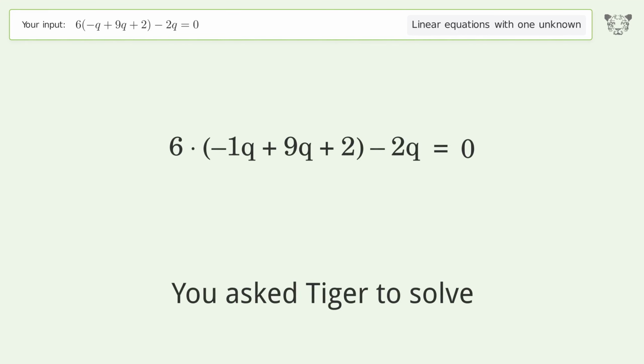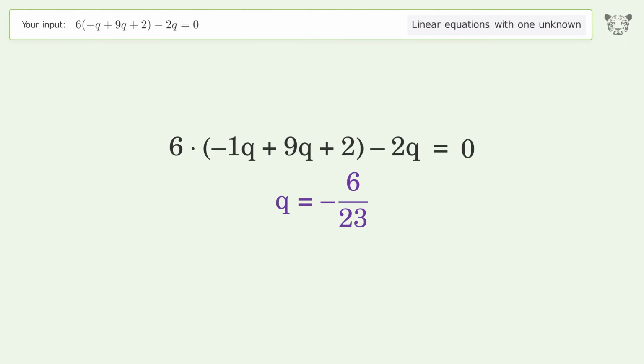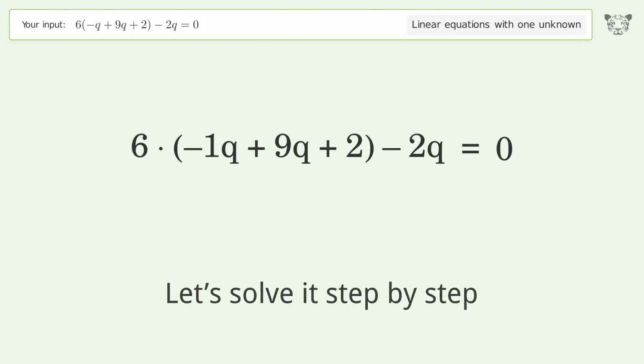You ask Tiger to solve this. This deals with linear equations with one unknown. The final result is q equals -6/23. Let's solve it step by step.